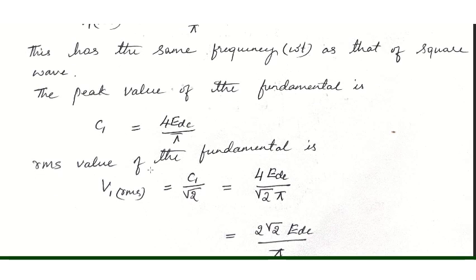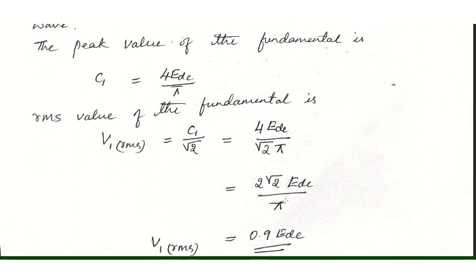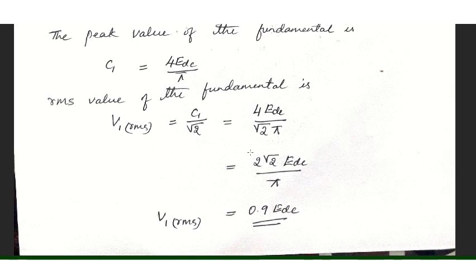So the RMS value of the fundamental component is given by V1 RMS, which will be equal to C1 by root 2. Okay, substituting C1, which is 4 EDC by pi, by root 2, it will be 4 EDC by root 2 pi, which is equal to 2 root 2 EDC by pi. Taking the value of 2 root 2 by pi, you will get 0.9. So the RMS value of the fundamental component, that is V1 RMS, is given by 0.9 times EDC.